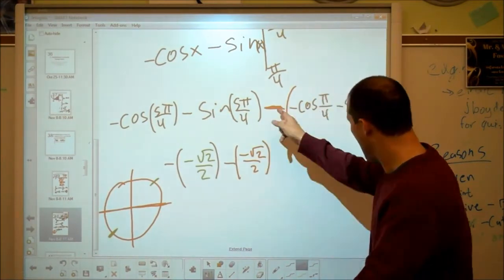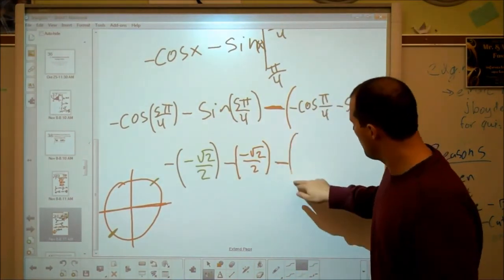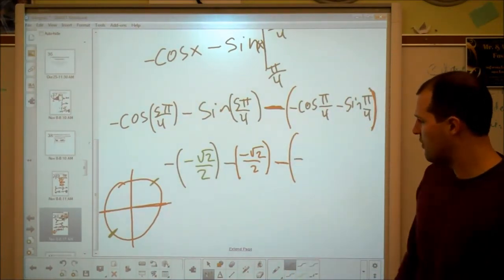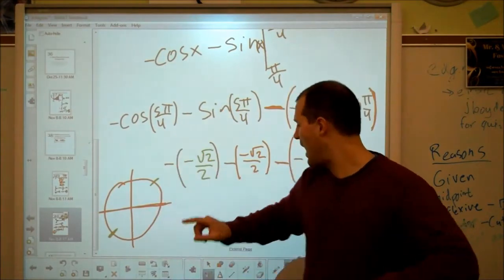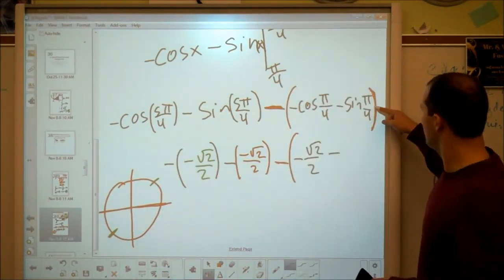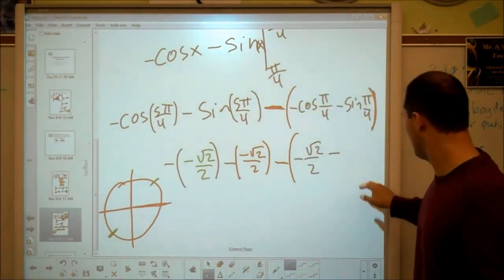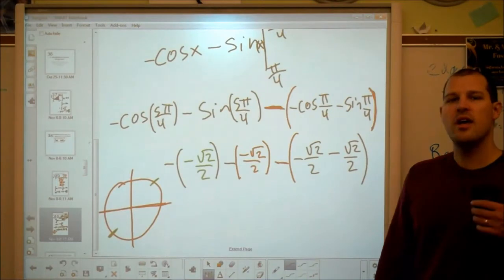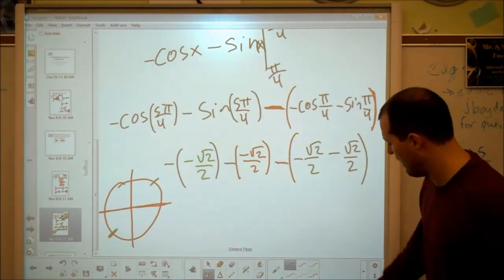Okay, let's keep going. I get my big negative right there, parentheses, negative, cosine of pi over 4. Now we're up in quadrant 1, so it's positive. So root 2 over 2 minus sine of pi over 4. Again, that's positive, root 2 over 2. And now let's begin to simplify a little bit.